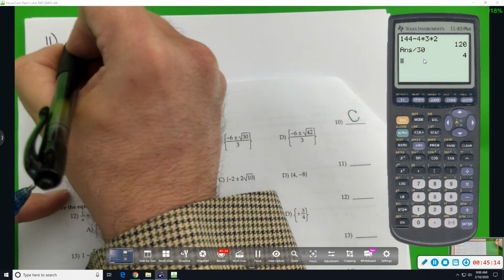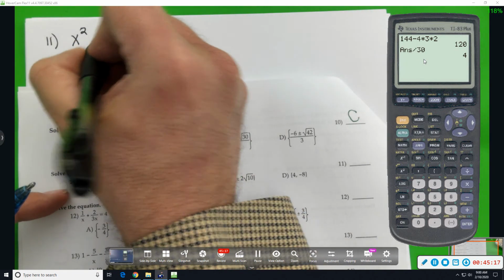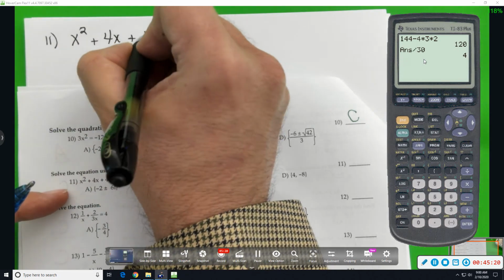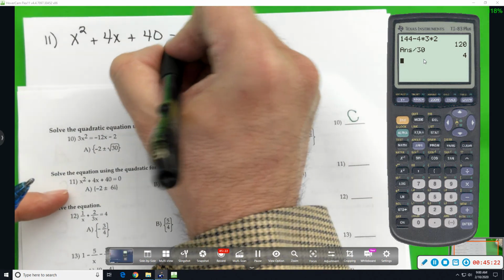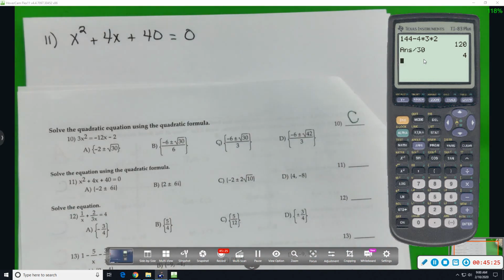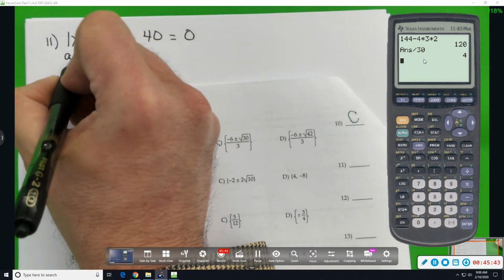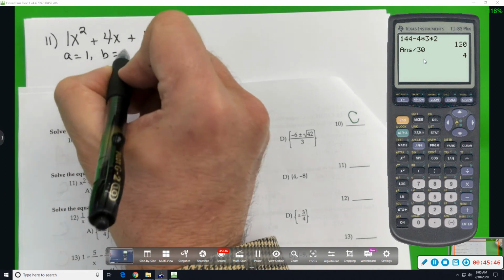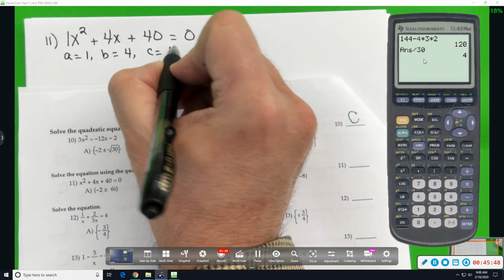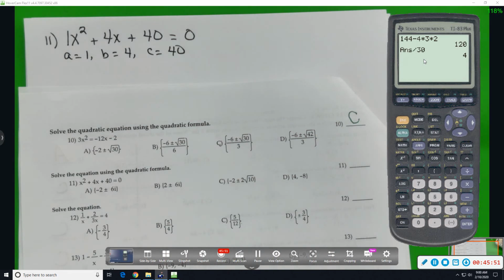Okay, number 11. 20 short problems will be finished, okay? X squared plus 4x plus 40 equals 0. It says use the quadratic formula. Okay. Well, this one's already in the form that we need it in. There's a 0 on one side, so I don't have to move anything around. I'm just going to go straight through. A is 1, B is 4, C is 40.